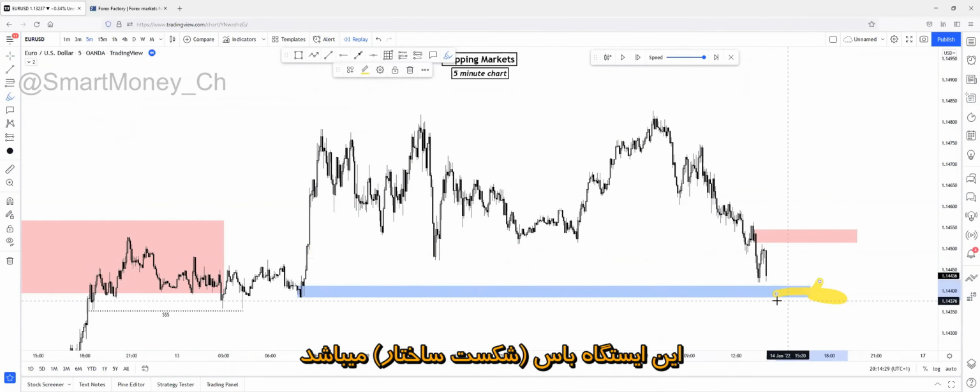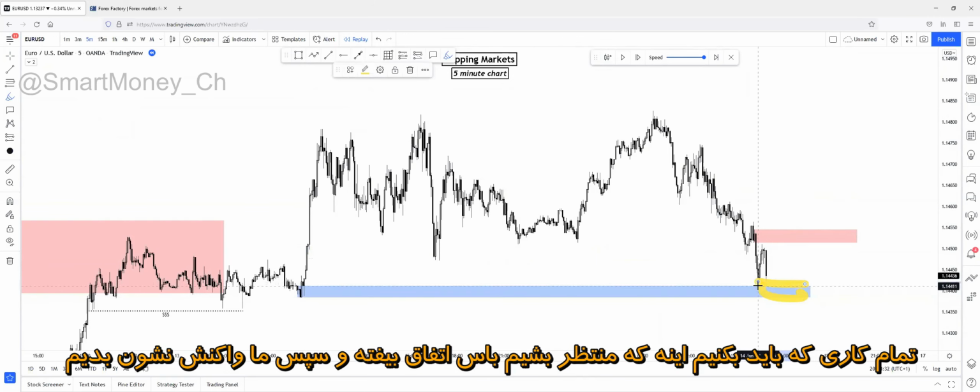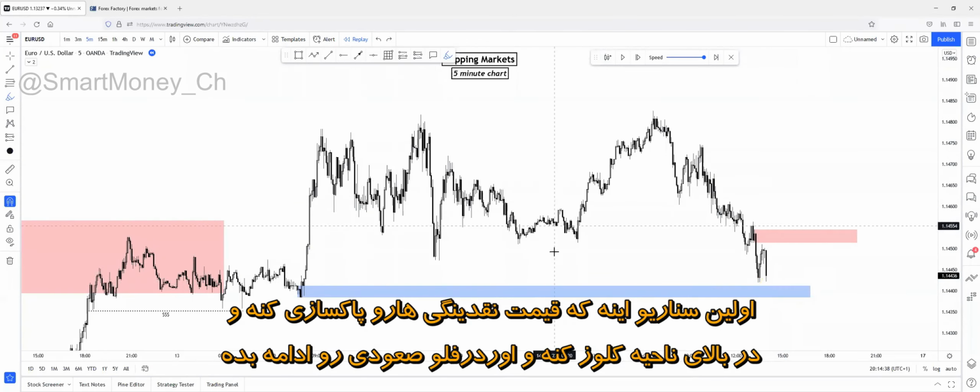This is our bus station. All we have to do is wait for the bus to come in our station and give a reaction on our station. The first scenario will be price sweeps the liquidity, closes above this demand zone and the continuation of the bullish order flow.